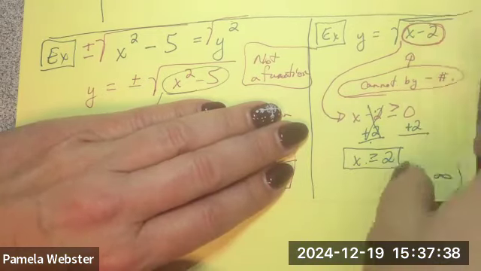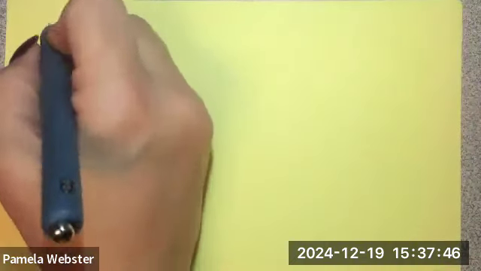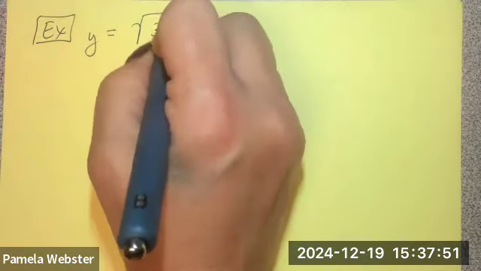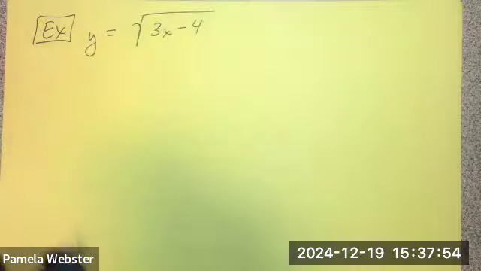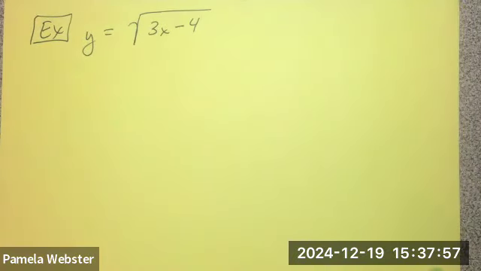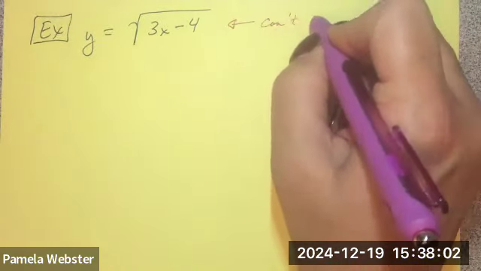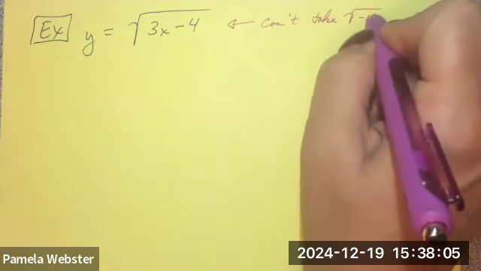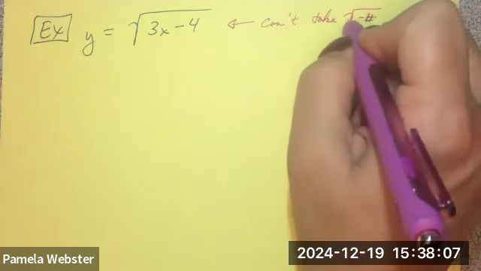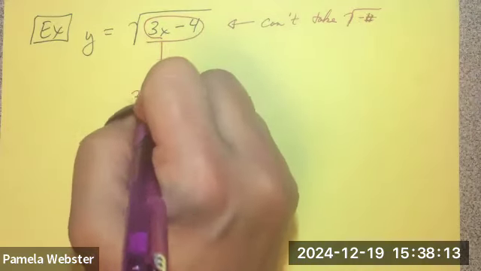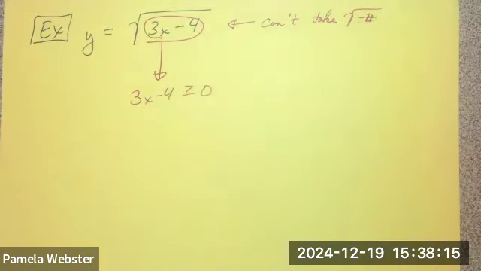Let's look at one more of these with a square root, and we'll move on. Okay, how about y equals the square root of 3x minus 4. Okay. Again, what we're worried about here is can't take a square root of a negative number. So we need this to not be a negative number inside of there. So I pull this guy out. I say 3x minus 4 is greater than or equal to 0.